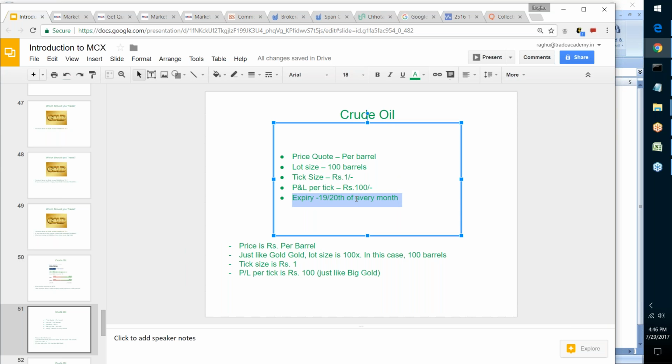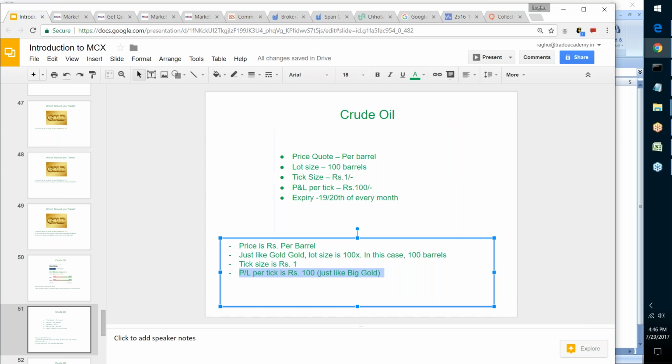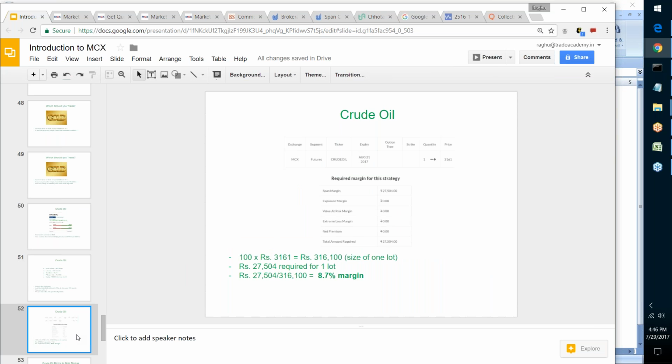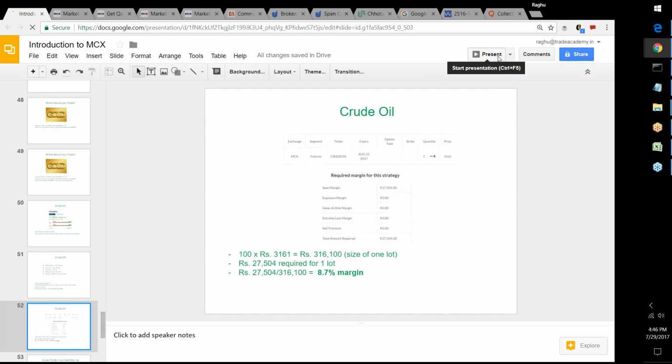And the expiry of crude oil is very weird. I have not been able to figure this out. If any of you know how this works, please enlighten me. I know that it's either the 19th, 18th, 17th, 20th or 21st, and I can't figure out the logic. So if one of you can tell me the exact logic for how the expiration works, I'd appreciate it. Like I said, a good way to look at crude oil is that it behaves just like big gold. So let me zoom in here.